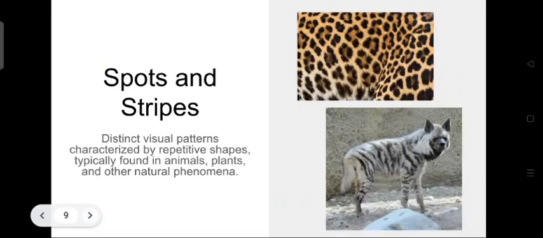Spots and stripes are two distinct visual patterns characterized by repetitive shapes, commonly found in animals, plants, and other natural phenomena. You can easily identify these patterns when there are dots or alternating bands on the surface of skin or other objects.